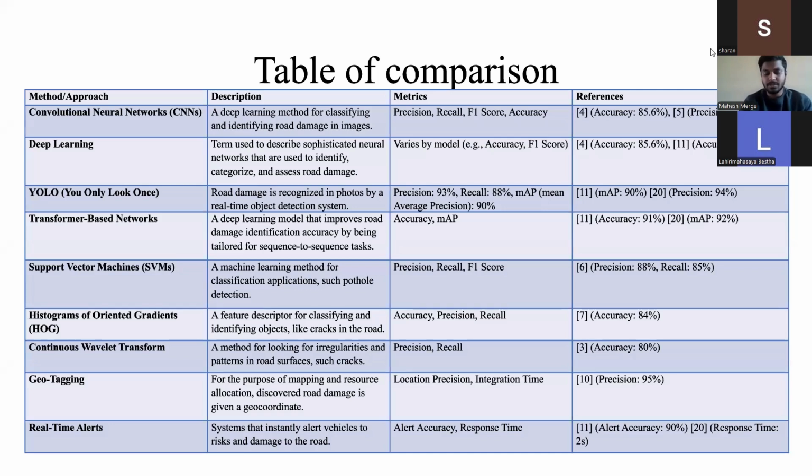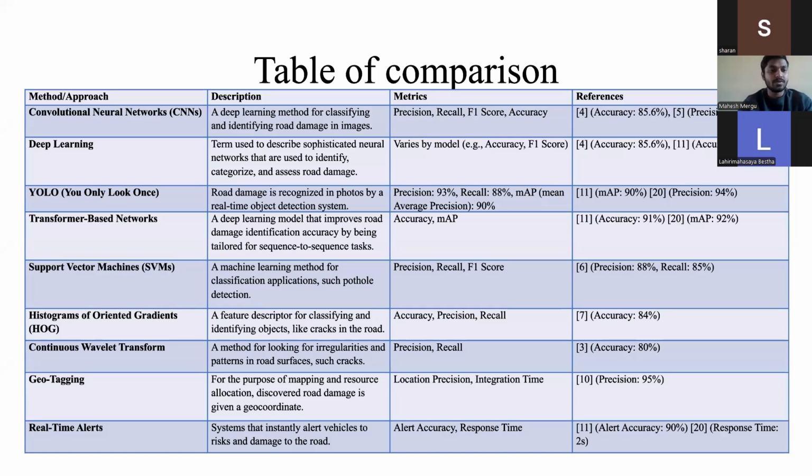This is a brief comparison between various methods that we have found in the earlier research works. I will take you through what those methods were and give a short description of each. The metrics basically mean the methods that were used in these technologies, and how much their precision and accuracy were.